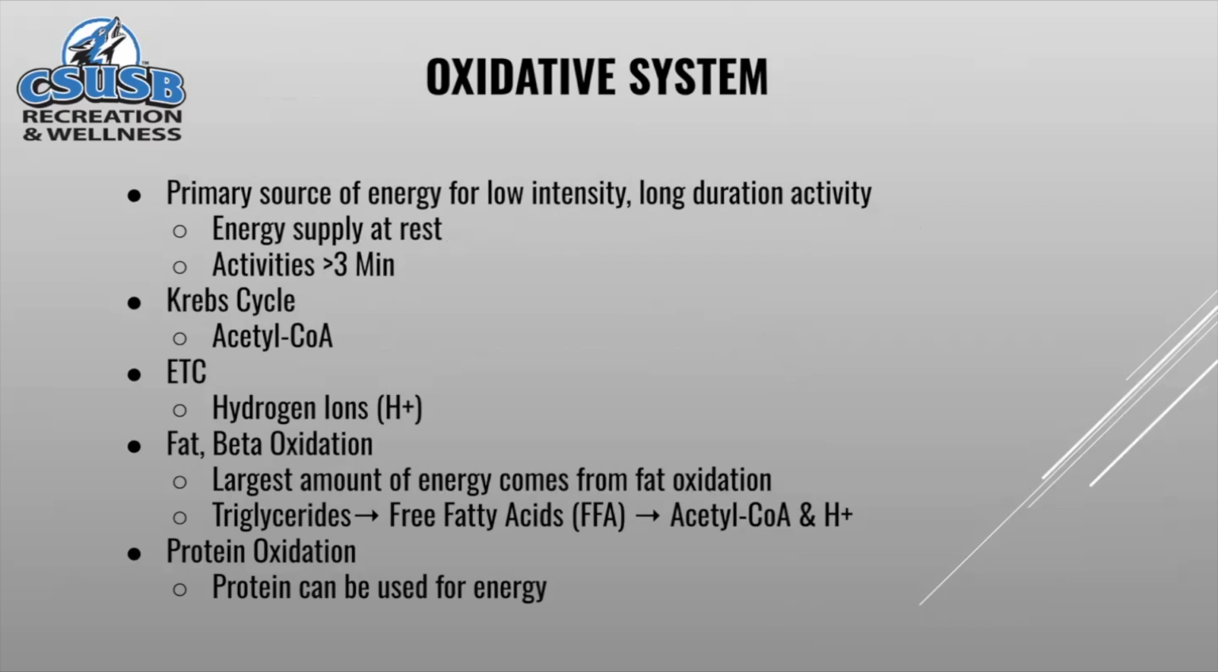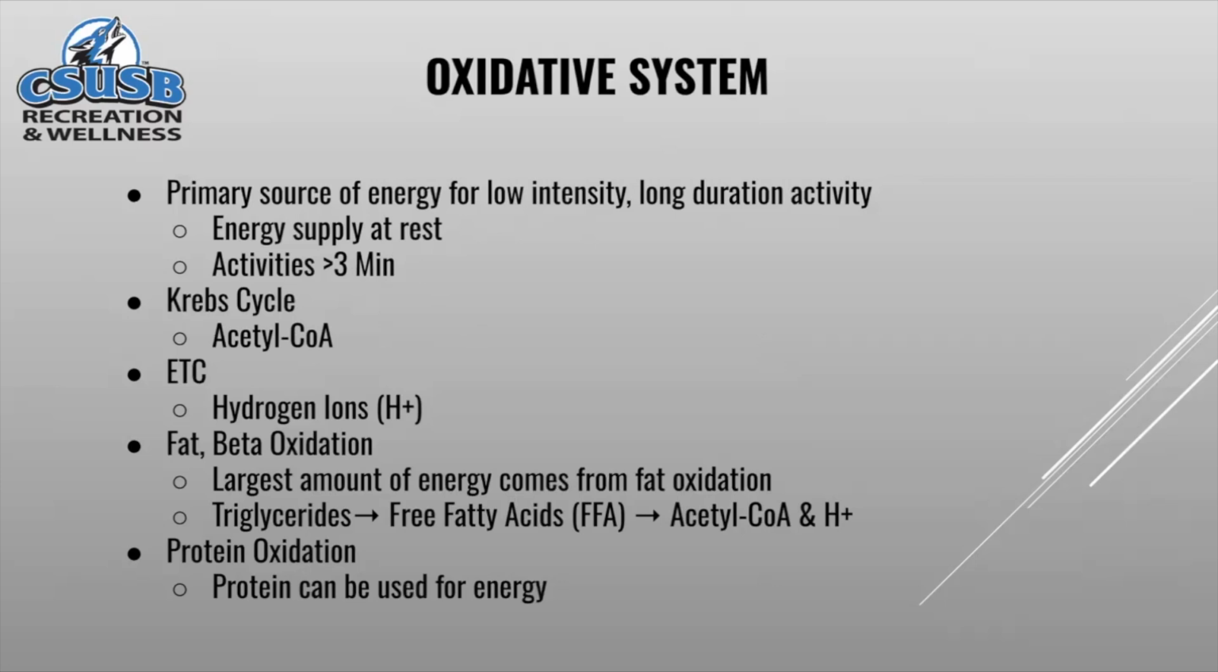The primary source of energy for low intensity, long duration activities, again, is our oxidative system. When we're resting, doing nothing just to keep ourselves alive, this is also the system responsible for the energy to keep us doing our activities. Again, we have the Krebs cycle, which uses acetyl-CoA, and our electron transport chain, which uses those hydrogen ions that build up. And it doesn't just use glucose. In this system, we can oxidize fat, and it's called beta oxidation.